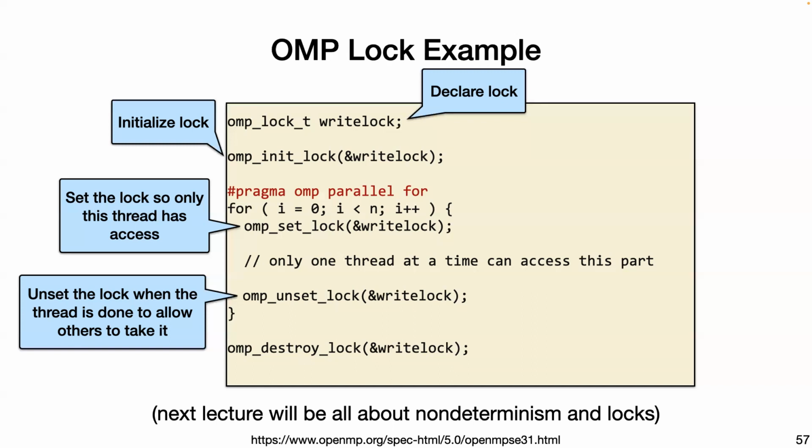What's the difference between using the shared keyword with the pragma and using locks? If you have shared, then everybody can write to the same variable. But suppose you didn't have the locks, and you had declared some variable x above as shared, like in the example I had before, and you were doing x plus plus in here. You would not be guaranteed that x would equal n at the end of this loop if you didn't have the locks.